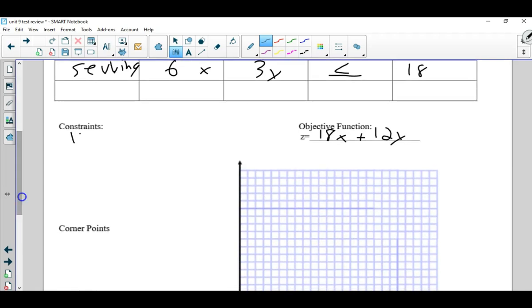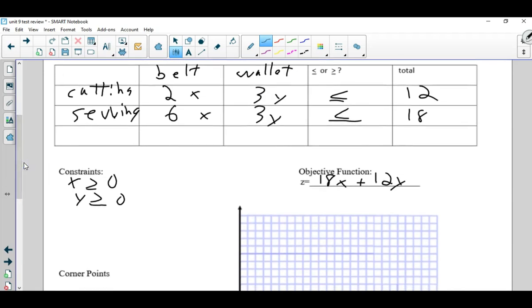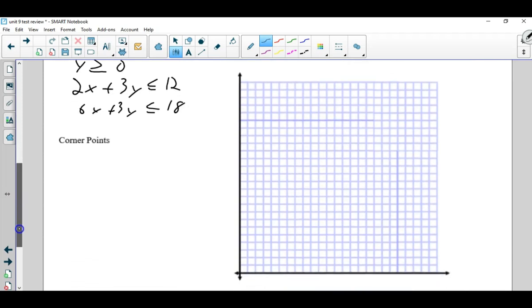Now our constraints, remember the first two, just start off with these. Don't forget them. Very important. Then it's going to be 2x plus 3y less than or equal to 12, and 6x plus 3y less than or equal to 18. Now, since 2 and 3 both go into 12, and 6 and 3 both go into 18, that means we can use the cover-up method, and it'll work very nicely.